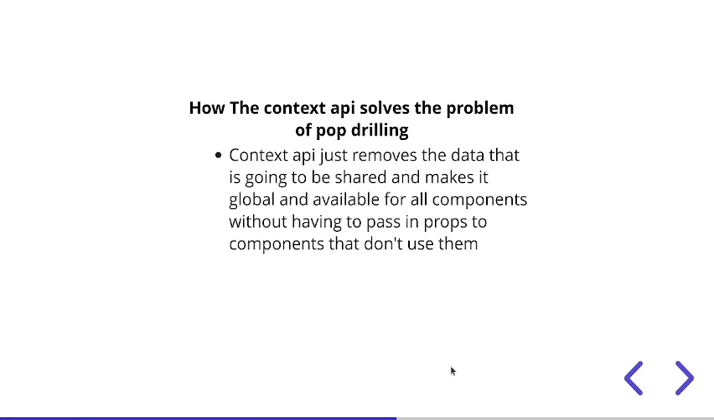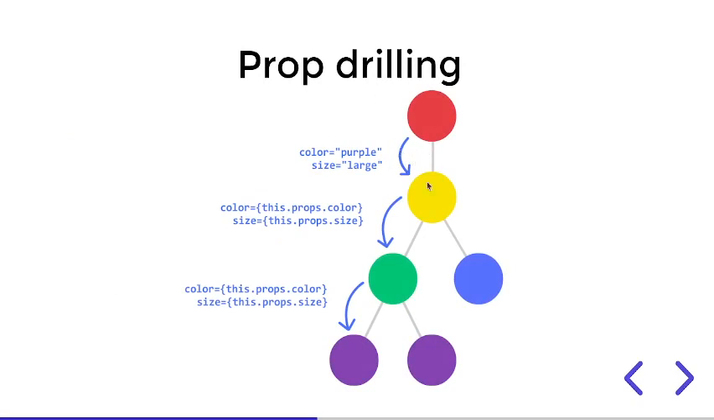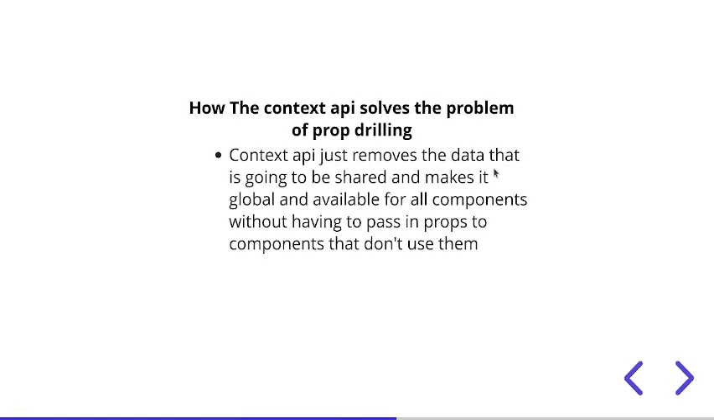So the context API removes the data from the parent and puts it outside. You're going to see it in an image. It removes the data that is going to be shared and makes it global and available for all components without having to pass props into the components that don't use them.